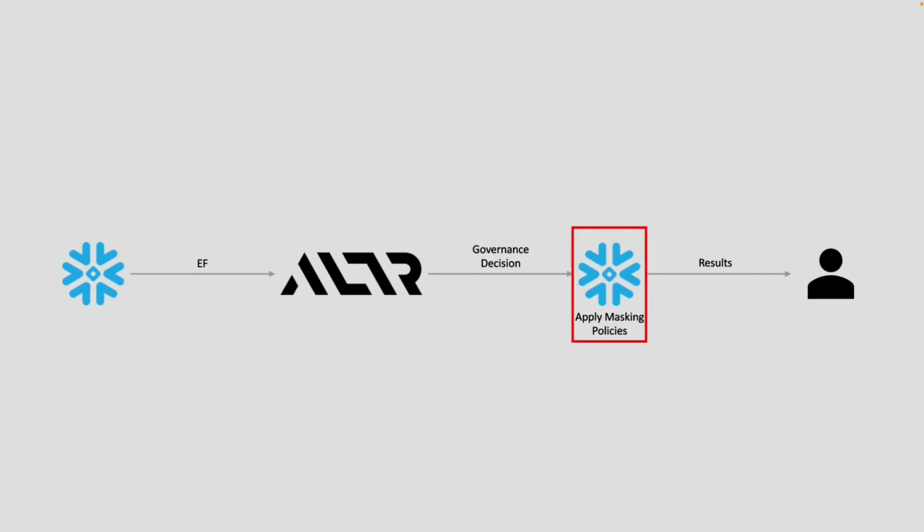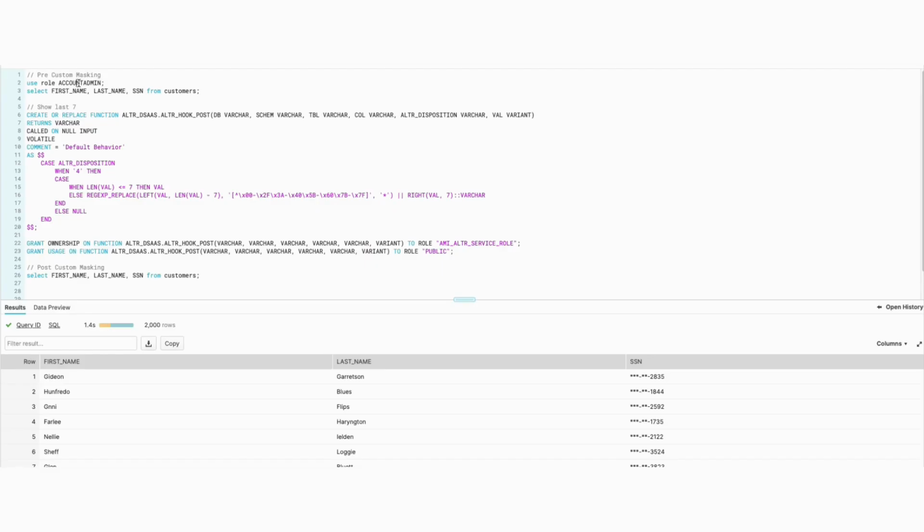Now that you have a brief overview of how ALTR's automated policy engine works with Snowflake, let's take a look at a few examples of how to set up custom masking policies. When you govern a column in ALTR, a masking policy is created for that column. That masking policy calls this function to actually change the values that are returned in that column. To customize masking policies, we're going to edit this function. That way we can return it to whatever we'd like.